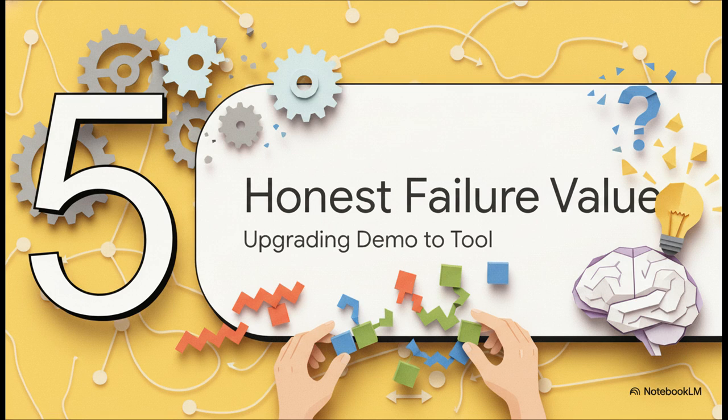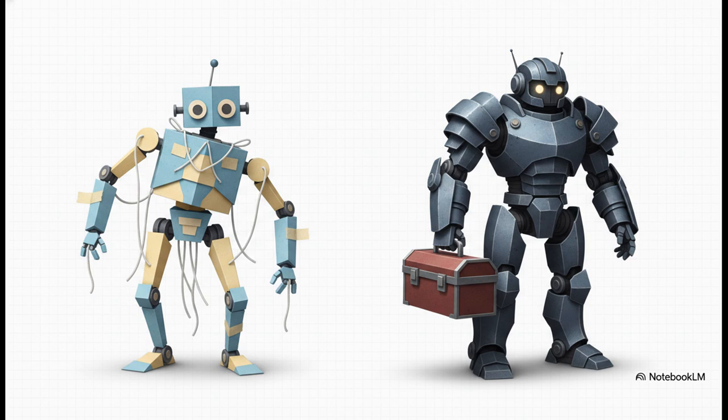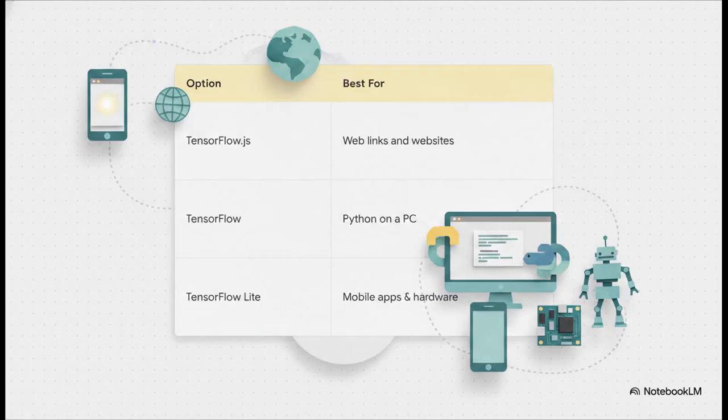Chapter 5, the value of honest failure in upgrading from a demo to a tool. When your AI fails, and trust me, it absolutely will, you shouldn't see it as a bug. We really need to reframe how we look at mistakes here, because anyone can get a 99% accuracy score by testing their model on the exact same photos they trained it on. But that's just version 1. It's a fragile demo. Version 2 becomes a robust, actual tool because you actively went looking for failures. An engineer who knows and clearly states the exact limits of their system is vastly more trustworthy than one who tries to hide them.